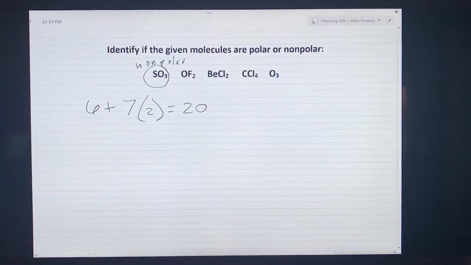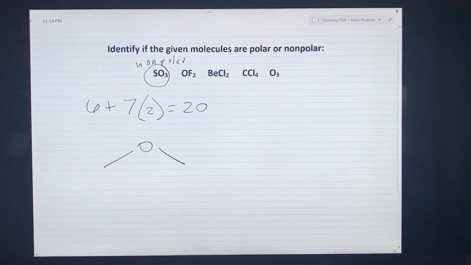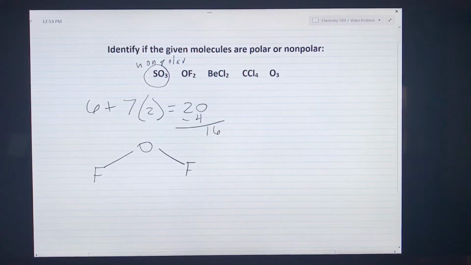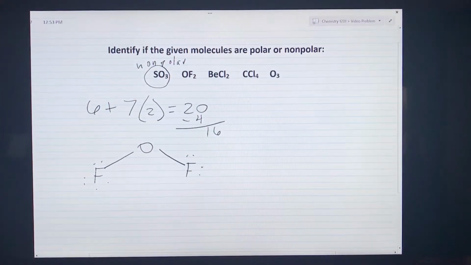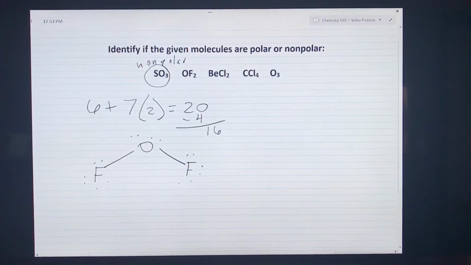So for the structure, we would do O, F. That's how you draw it. And the bonds are 2 each. So it would be 20 minus 4, which will give you 16. So next we would start with the outside atoms. So it would be 1, 2, 3, 4, 5, 6, 7, 8, 9, 10, 11, 12. And you have 4 left over. So you do 1, 2, 3, 4. So that would be the Lewis structure.